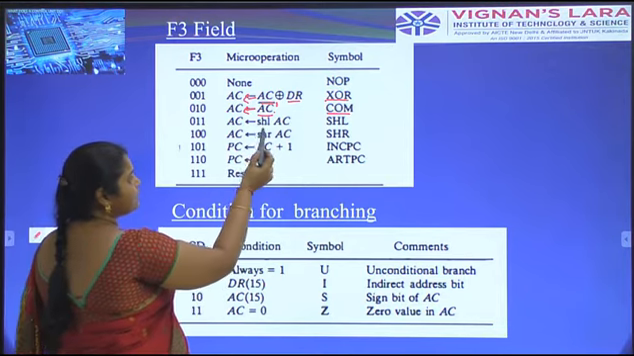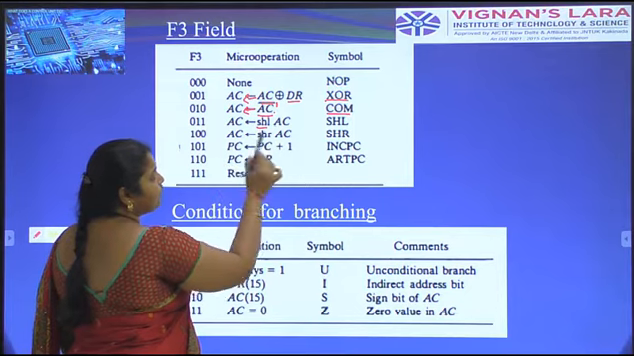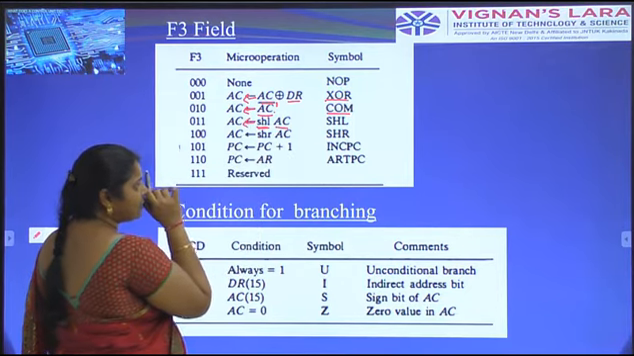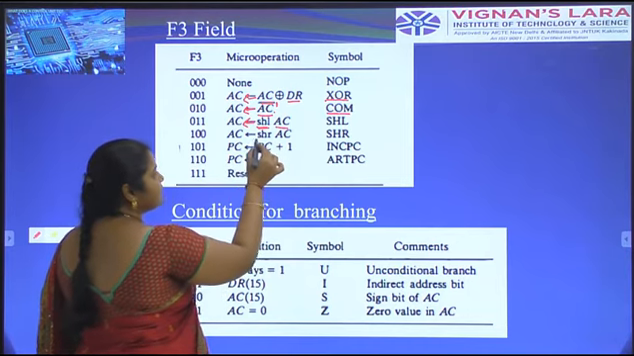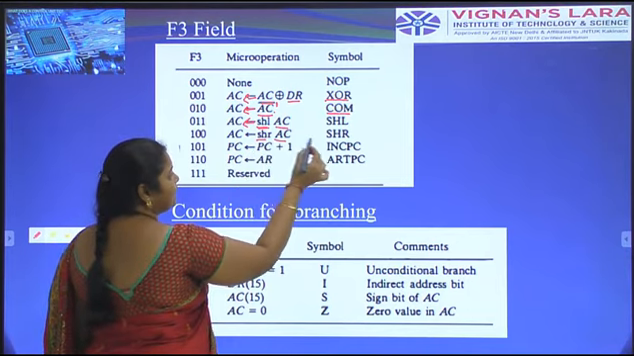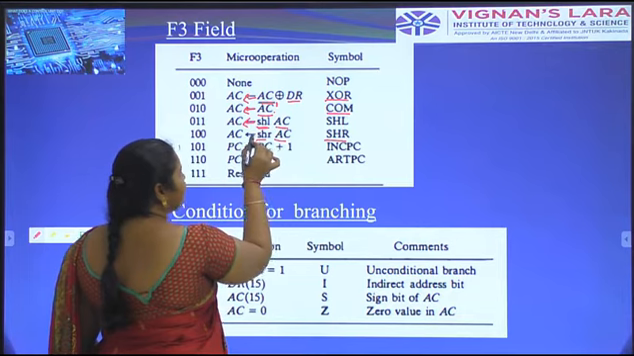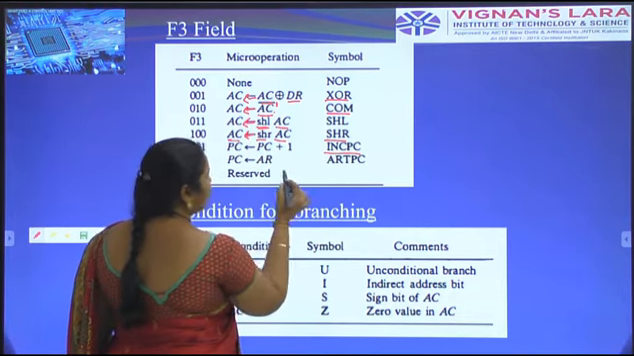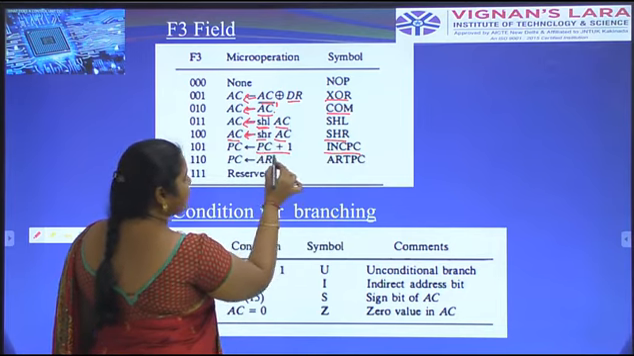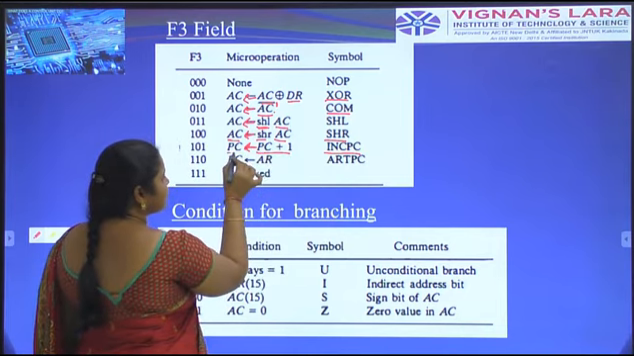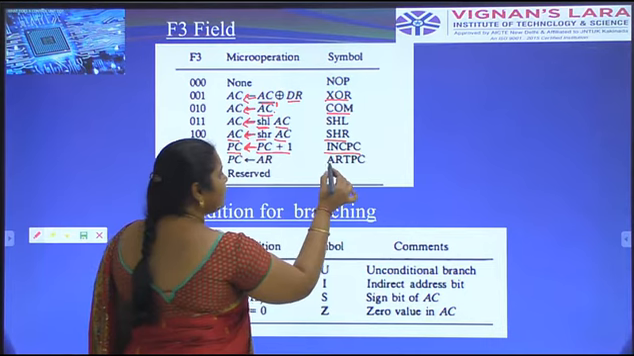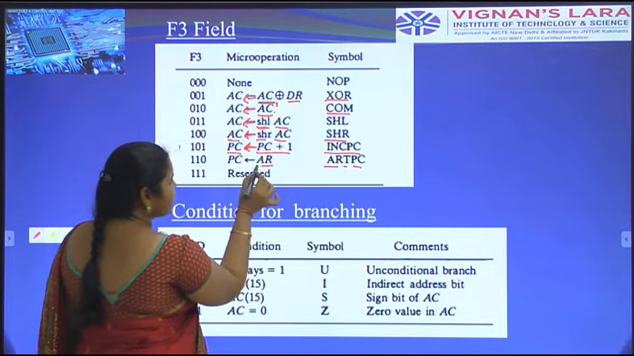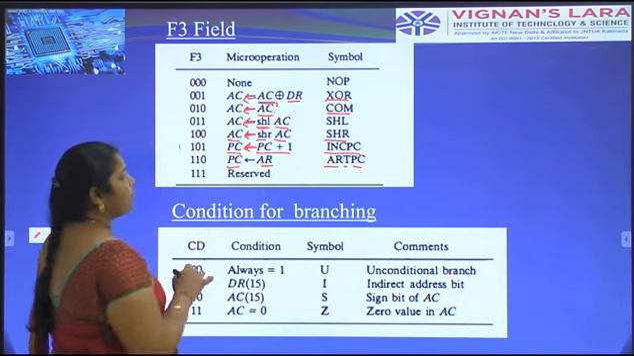The next operation is shift left, which means shift left the accumulator, and the information is transferred to the accumulator. Next, shift right accumulator, SHR, and that information is transferred to the accumulator. Here increment program counter: the program counter is incremented by 1, and that information is transferred to the program counter. Here the address register is transferred to the program counter.